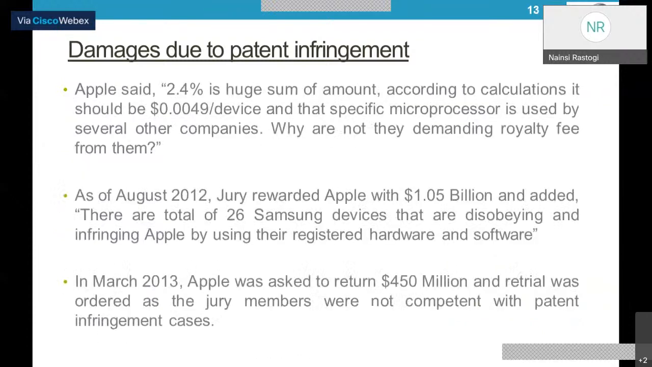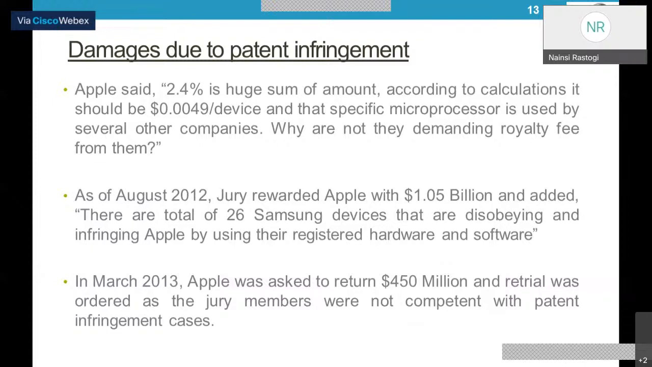Further, the damages due to patent infringement were also huge. Samsung said 2.4% is a huge amount, and according to the calculation, it should be almost 0.0049 dollar per device, and that specific microprocessor is used by several other companies. So why are you not demanding the royalty from all the companies?